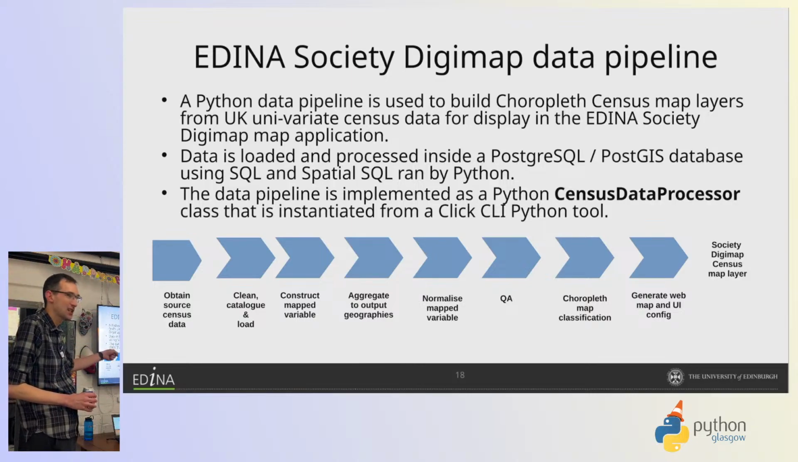We do some normalization, so we're not presenting the raw numbers. We're doing it as a percentage of a population or number of households, so that there's comparability. So you can compare Glasgow, Edinburgh. If it wasn't normalized, it would have no sense. I do some quality assurance, and then we build the actual choropleth maps and generate the web map and the UI config for the Java apps.